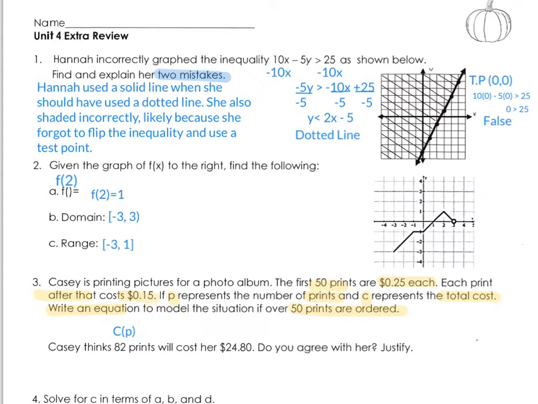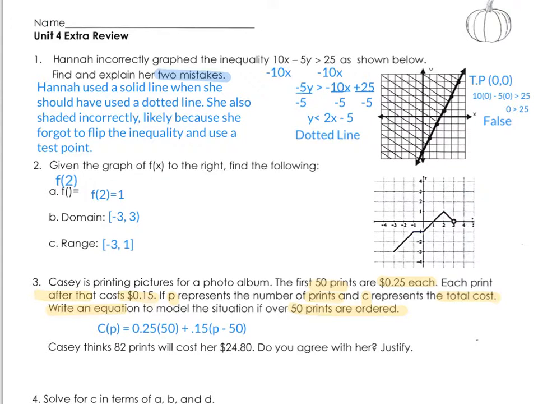So C of P equals the cost of my prints is going to be 25 cents, so 0.25, times 50 prints, because 50 of them will cost me 25 cents. But then I'm also going to buy more because it says that we're buying more than 50. So I'm also going to buy how many? Well, 15 cents for however many, I don't know how many, P, but I don't want to repay for the 50 that I've already bought at 25 cents each. So I need to subtract 50 from the number of prints because P is just the total number of prints that I have. So this is my equation, and we could simplify it if we wanted to, but we don't have to.